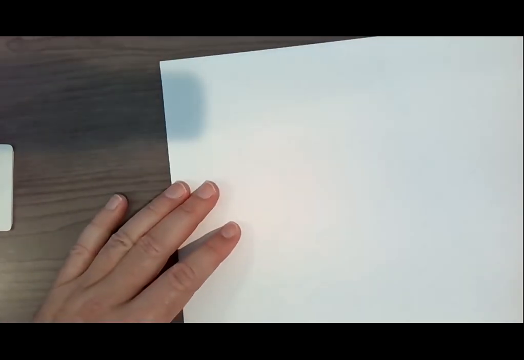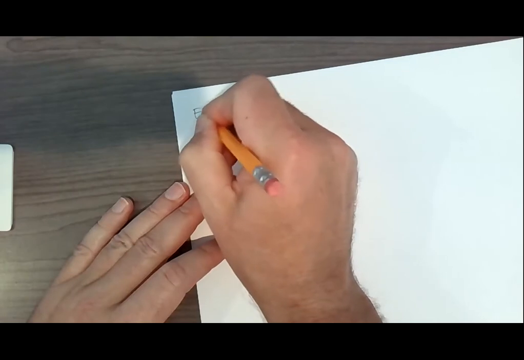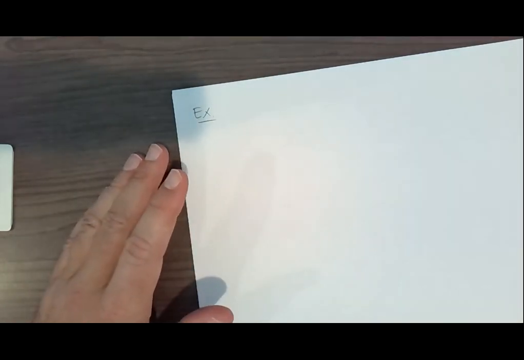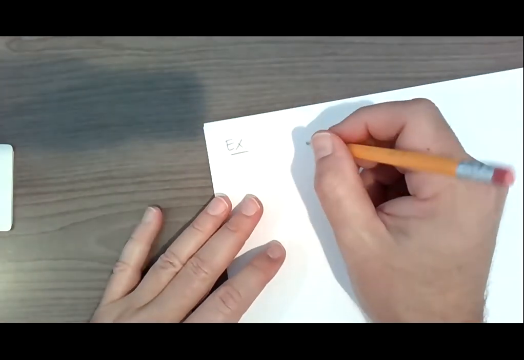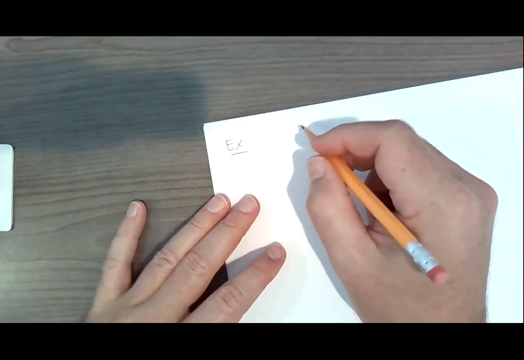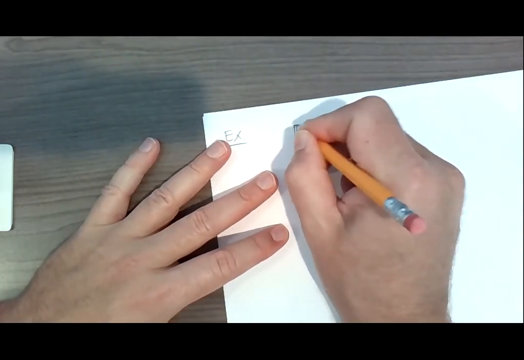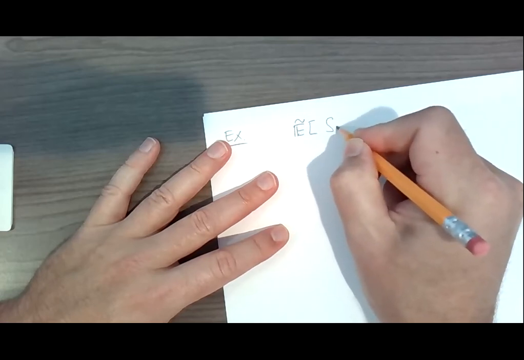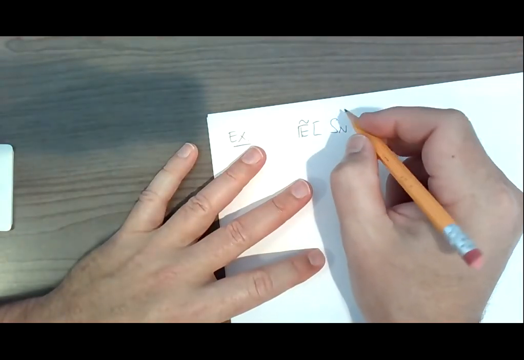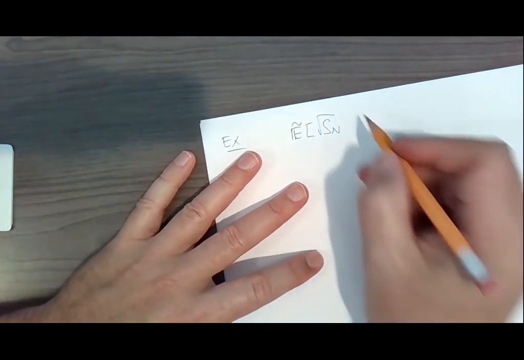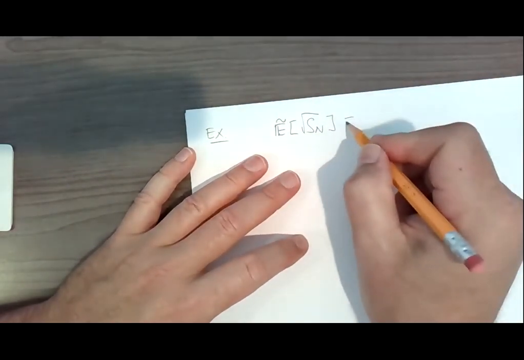We could have done stuff like another example could be, instead of a square, we could have done a square root. We could also have looked at stuff like E tilde of the square root of S_n. Say that you were being asked to calculate what this is equal to.